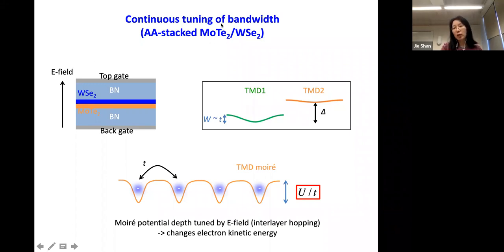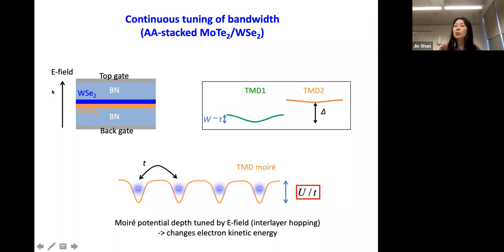So I already switched the combination from WSe2 to WS2 to molybdenum telluride. The reason is that molybdenum telluride has a smaller band gap, so we can make electrical contacts better. Again, the device structure is very similar to what I showed before. But now we are going to apply an electric field while fixing the doping density in the moire to be 1. So we keep the doping density at 1 particle per moire unit cell, but continuously change the out-of-plane electrical field.